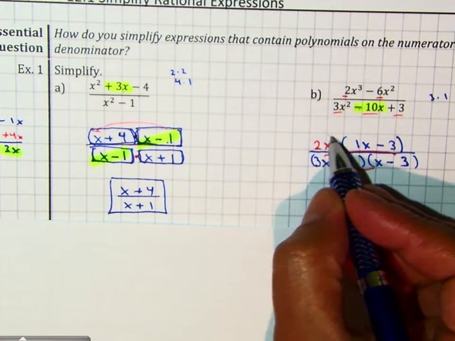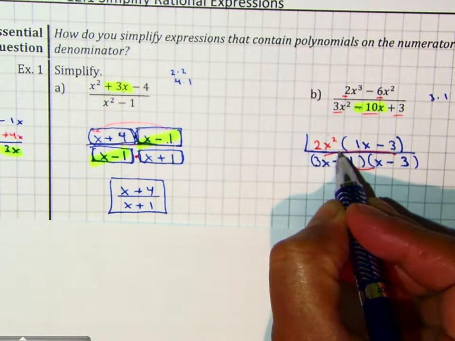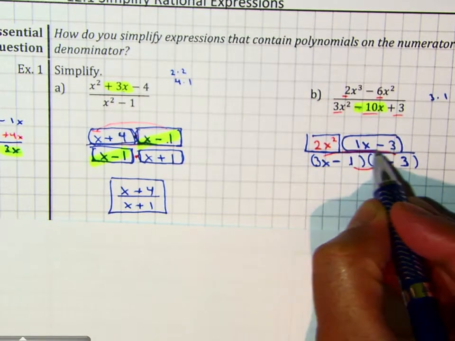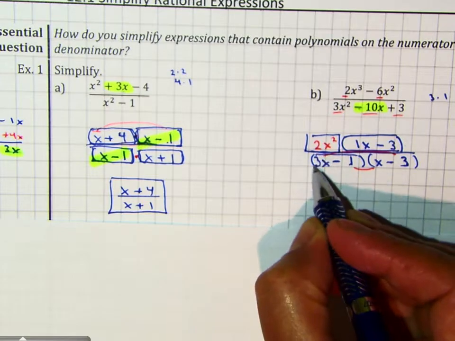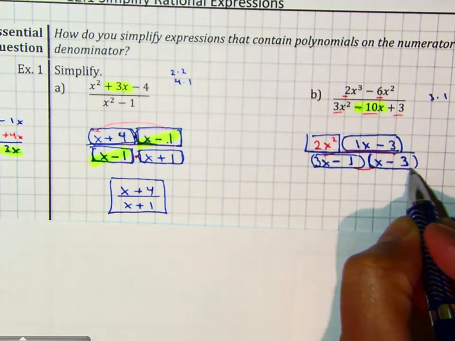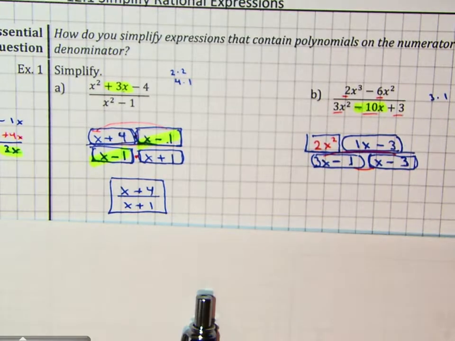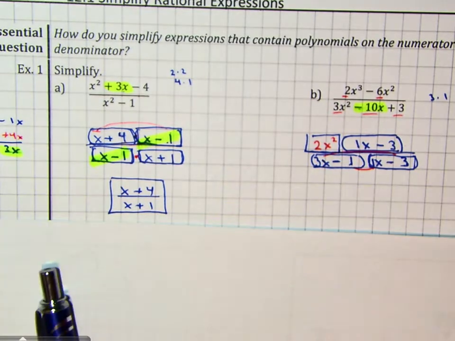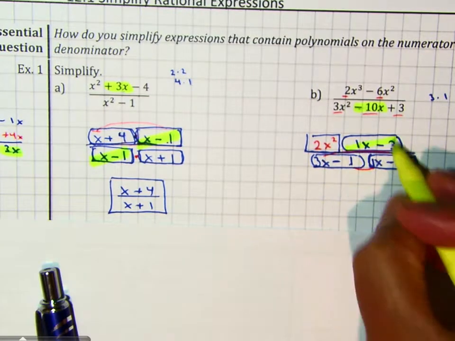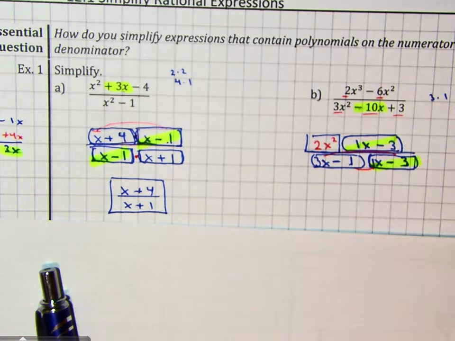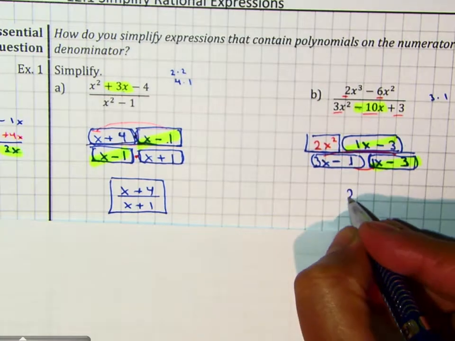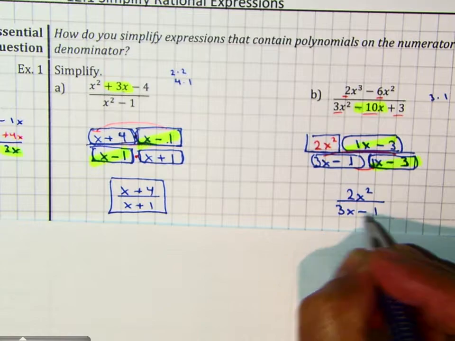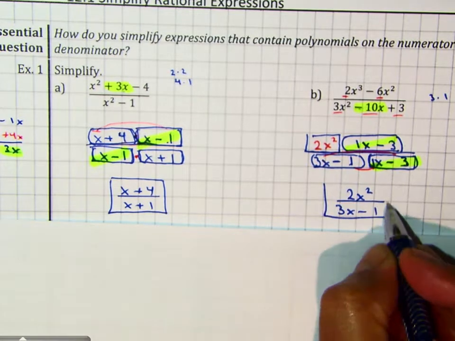And now, this is a factor. This is together, there's no plus or minus. This is a factor. This is a factor. And this is a factor. So which one cancels out? Correct. There's no 1 in here, but we can place a 1 as a coefficient since we know it's there. That cancels out. And what do we have left? We have a 2x squared over 3x minus 1. And we are done.